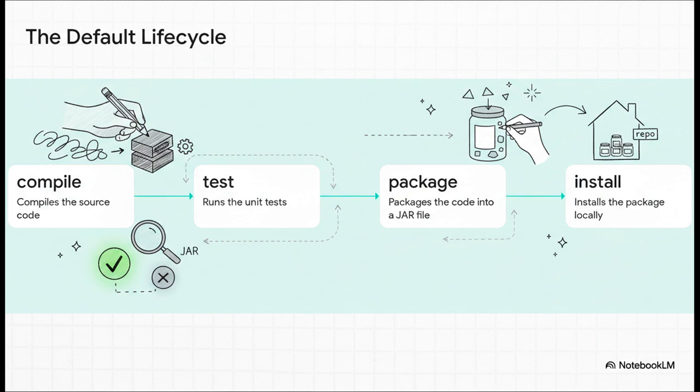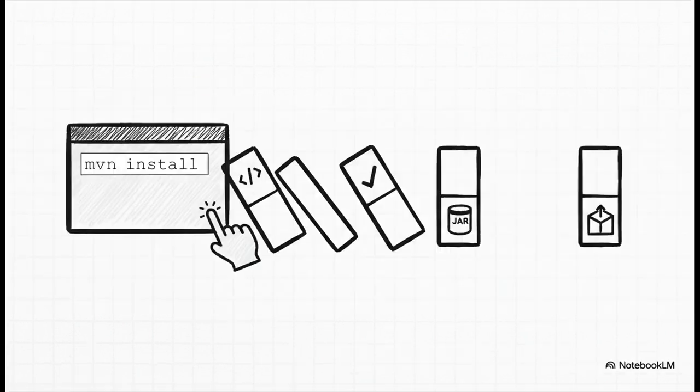Assuming that all passes, it moves to package, where it bundles up your compiled code into a file you can actually use, like a jar file. And finally, there's install. This phase takes that package and puts it into your local repository so other projects you're working on can use it. And here is the absolute best part.